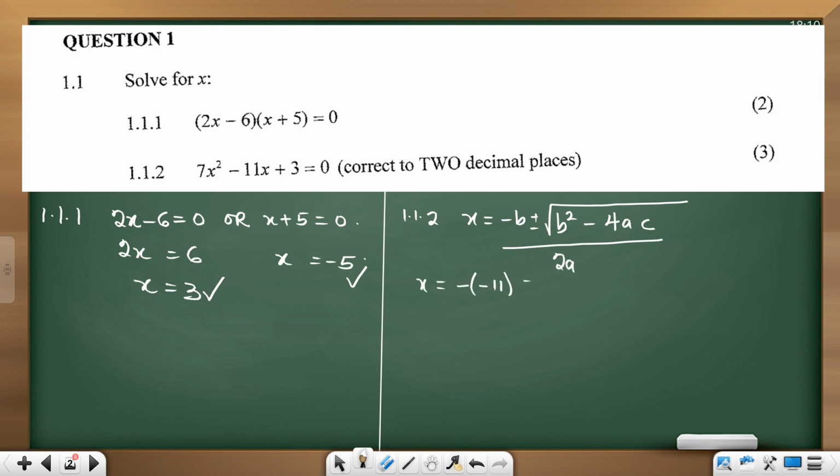Minus 11 plus or minus the square root of minus 11. Please use brackets. Your a is 7 and your c is 3 over 2 multiplied by 7.